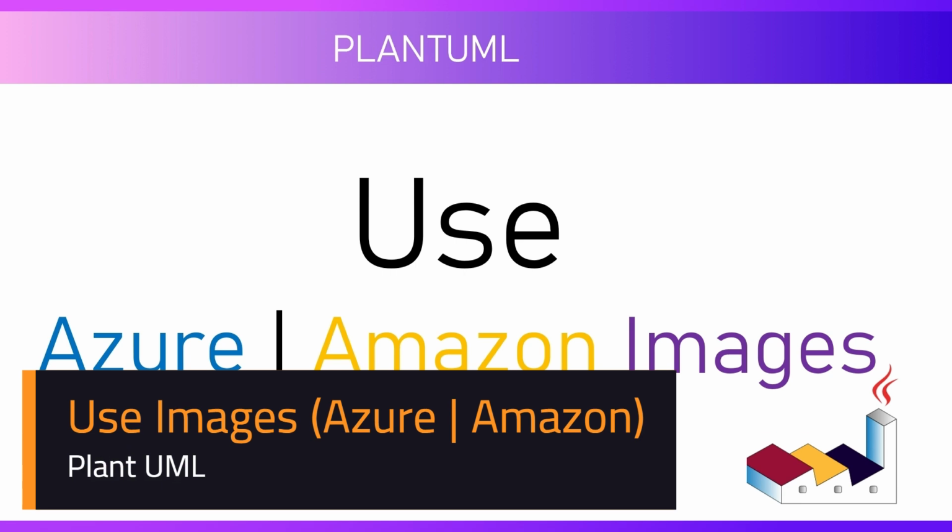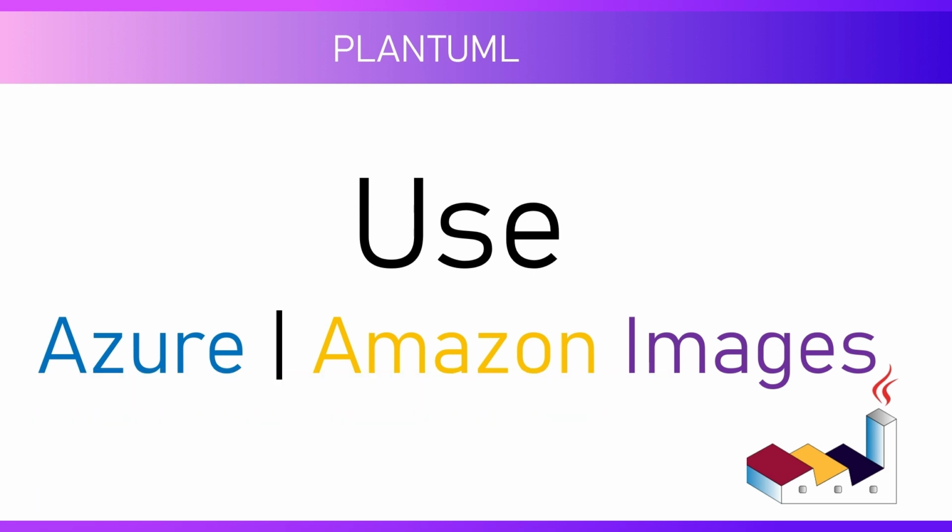In this video, I'll be showing you how to use Azure and Amazon AWS images in your PlantUML diagram, like how you can use those images within your PlantUML diagram to build an architecture diagram, or maybe it can be anything related to your project. There is some syntax which you need to follow, and once you define that syntax, you should be able to use various objects within your PlantUML diagram.